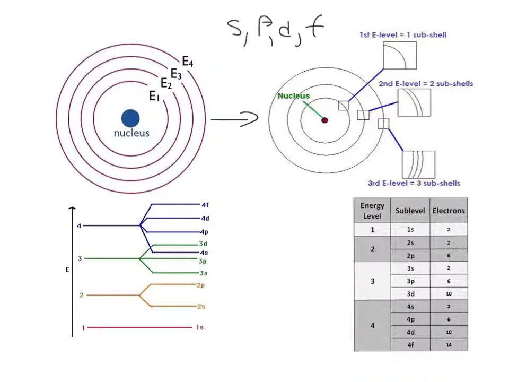So if you were to write the number of orbitals for each energy level, we would have 1; 1, 3; 1, 3, 5; 1, 3, 5, and 7. So the F sublevel has 7 orbitals. The D sublevel has 5 orbitals. The P sublevel has 3 orbitals. And the S sublevel has 1 orbital.